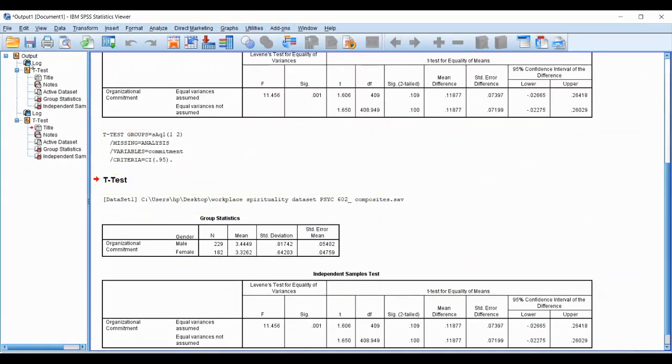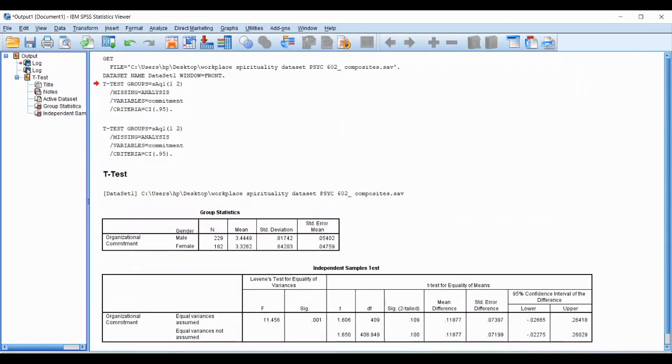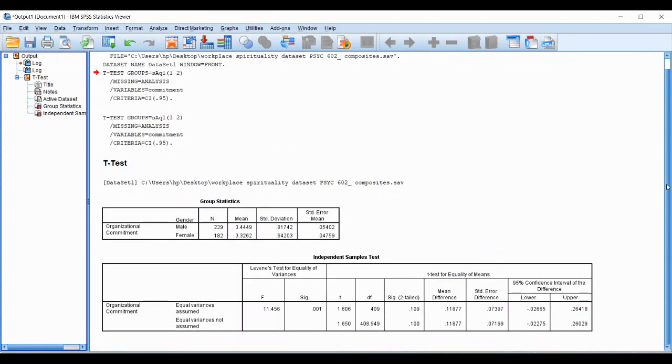So this is the main data, the output itself. When it comes to the independent t-test, two outputs will pop up. The first table tells you the sample details. When I say sample details, it means that N stands for the sample size, then the sample mean, sample standard deviation, and sample standard error of the mean. In terms of males and females, the sample size for males is 229, then females is 182. So we were comparing males and females on organizational commitment.